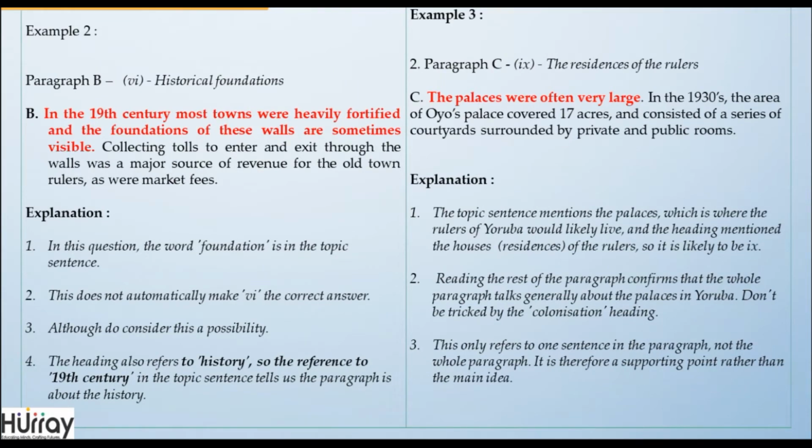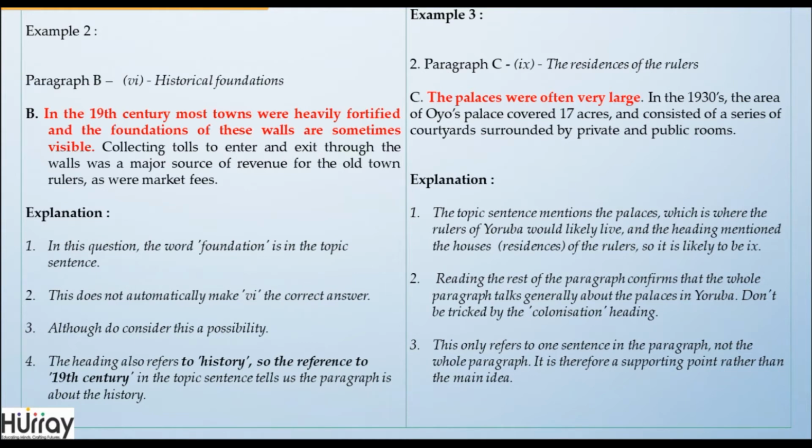Example 2 says, in the 19th century, most towns were heavily fortified and the foundations of these walls are sometimes visible. Collecting tolls to enter and exit through the walls was a major source of revenue for the old town rulers, as were market fees. The answer is number 6, which says historical foundations. But in this question, the word foundation is in the topic sentence, but that does not mean that automatically you select number 6, though it is the correct answer.